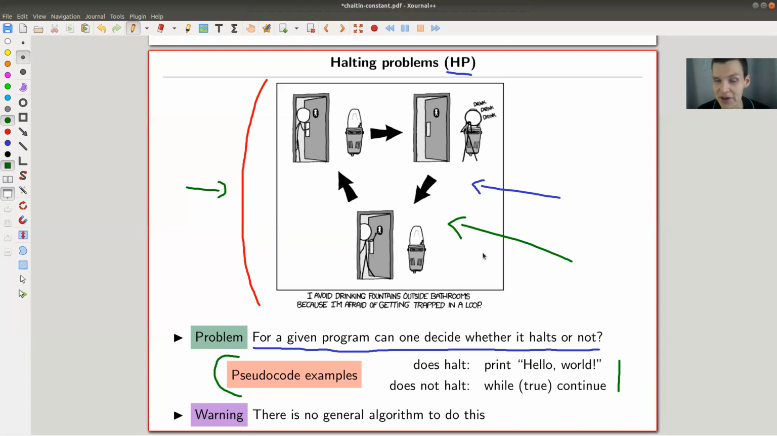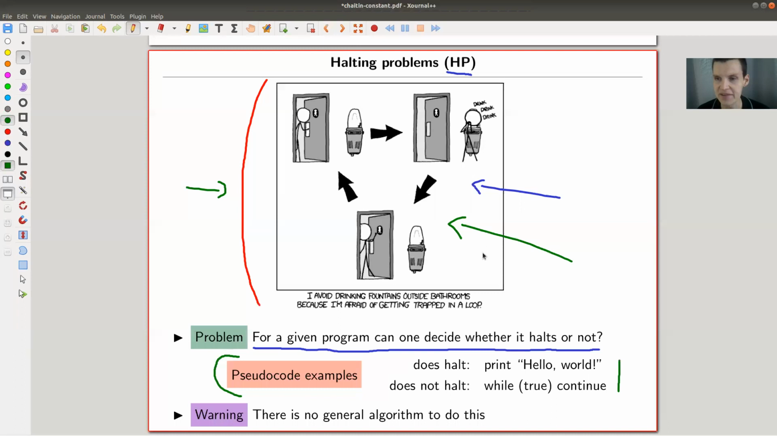Now you have a very, very sophisticated program. It's not quite as trivial as hello world. And it's not so obvious whether you can decide whether it halts or not, right? So in particular, a little warning here, there's something called the Halting problem.